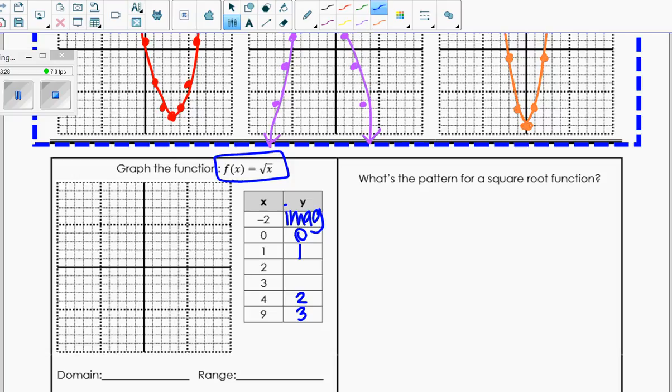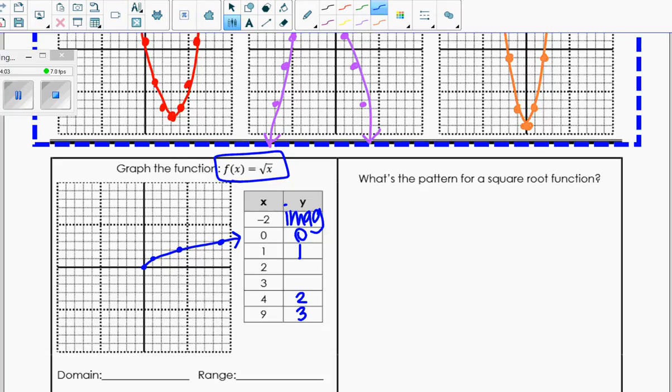Okay, so if we graph what we know, we're at 0, 0. We are at 1, 1. We are at 4, 2, and 9, 3. So your graph looks like this. Okay, so all I did was evaluate all of my inputs and get my outputs. So by evaluating in this table, you can kind of see what this graph looks like. Now notice, I do not have anything on the left side of my graph, because as soon as I put a negative input in, I'm going to get an imaginary output.